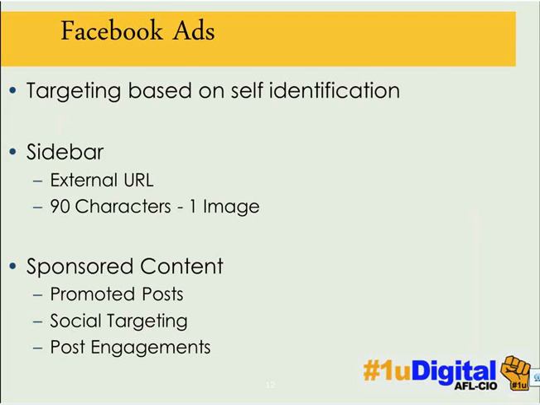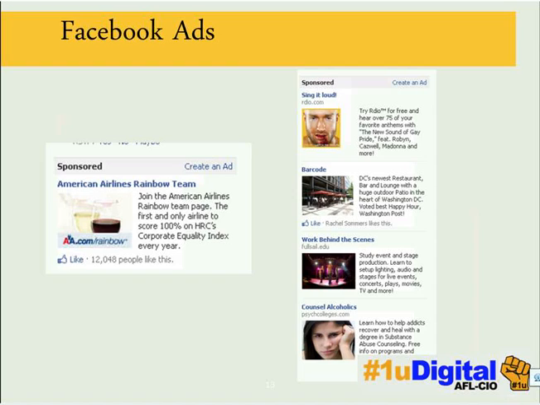They're actually really effective. So you can see here what the sidebar ads look like. This is a little bit older. They've since limited the number of characters to 90, but I really like these ads, which is why I keep using them. American Airlines Rainbow Team. Join the American Airlines Rainbow Team page, the first and only airline to score 100% on HRC's Corporate Equality Index every year, driving you to like the page. 12,000 people like the page. So why am I seeing this ad? I wonder why they're advertising to me. Oh, because I'm gay. I'm outing myself right now. I see this ad because they are targeting men who like men on Facebook.